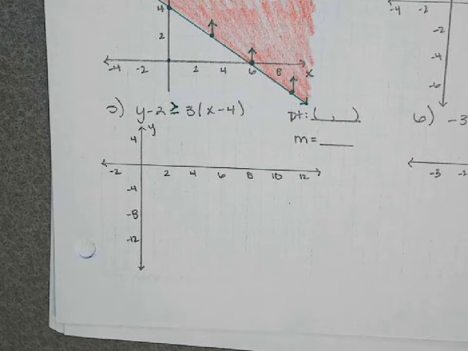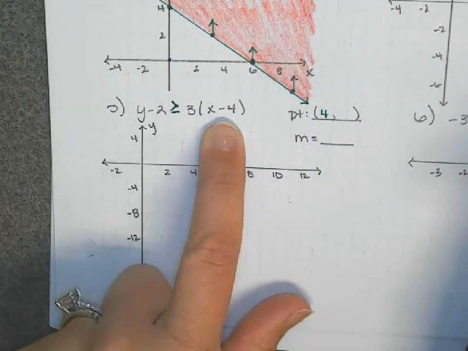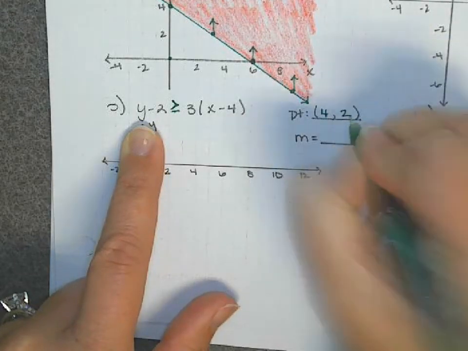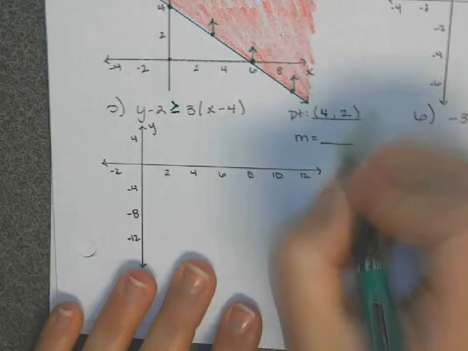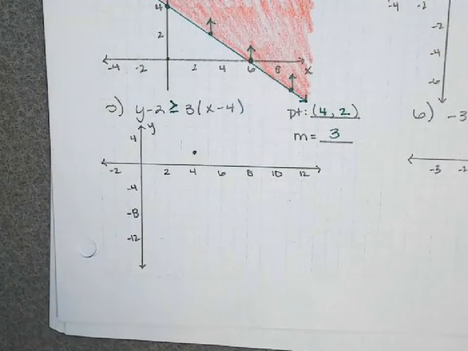Go ahead. 4, 2. Remember, there's your x with the x. It shows up opposite, so 4. Here's your y with your y. It shows up opposite, so 2. What's your slope that was used? 3. So we're going to plot 4, 2, which is right here. And our slope is 3.